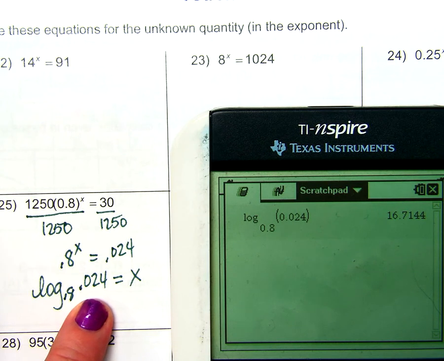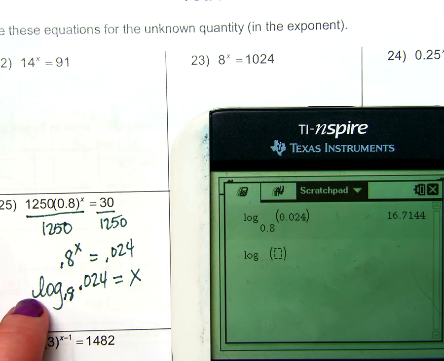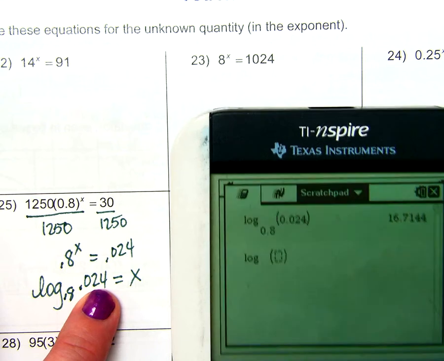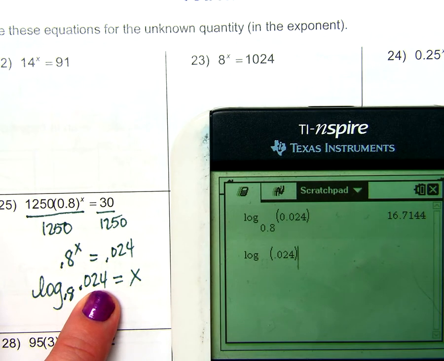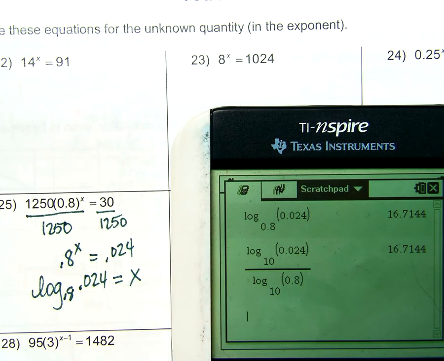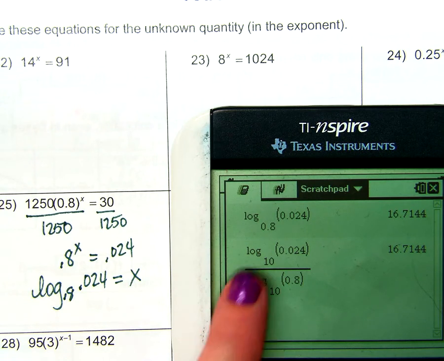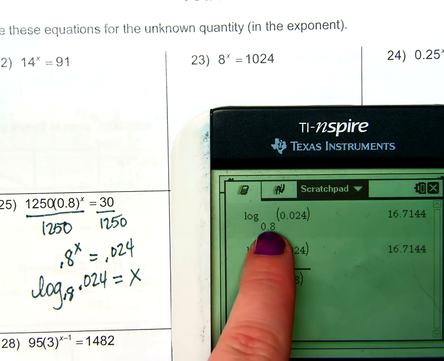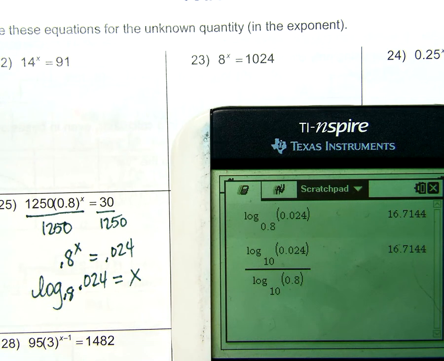Let me prove to you that this works, though, because it's a very easy proof. What would the change of base formula be here? Log of 0.024 divided by the log of 0.8, right? Same exact thing. It's just that our calculators can take a different base besides 10 and e.